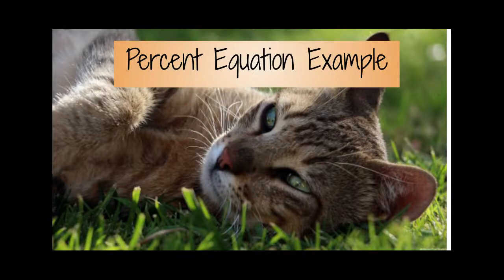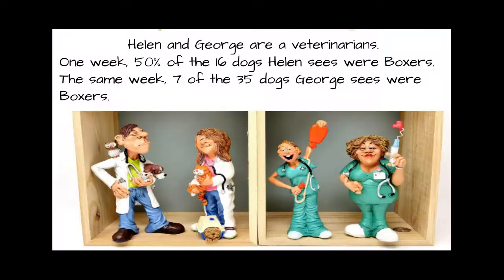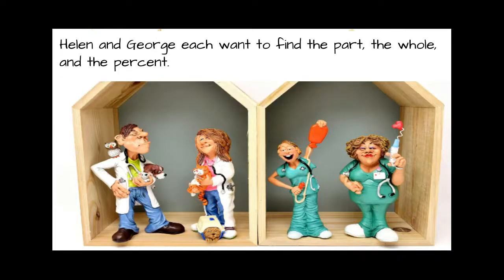Okay, we're going to do two examples using the percent equation. So here's our example. Helen and George are veterinarians. One week, 50% of the dogs Helen sees were boxers. The same week, 7 of the 35 dogs George sees were boxers. Helen and George each want to find the part, the whole, and the percent.